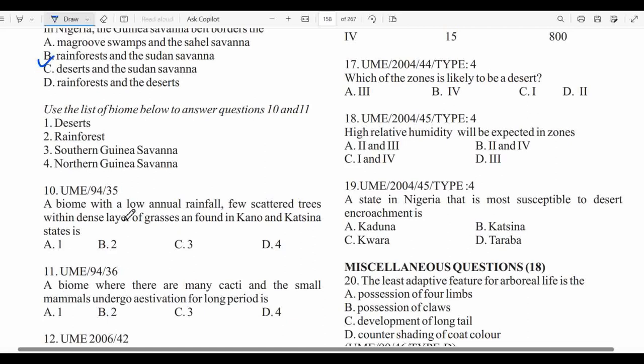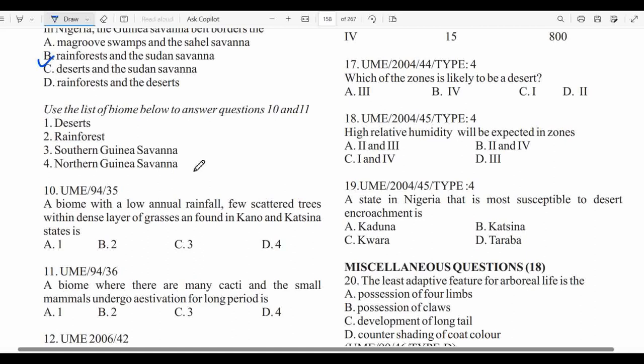Use the list of biomes below to answer questions 10 and 11. So you have 1, 2, 3, 4. 1 is desert, 2 rainforest, 3 southern Guinea savanna, 4 northern Guinea savanna. So the first question, question number 10, says: a biome with a low annual rainfall, few scattered trees with dense layers of grasses, is found in Kano and Katsina states.